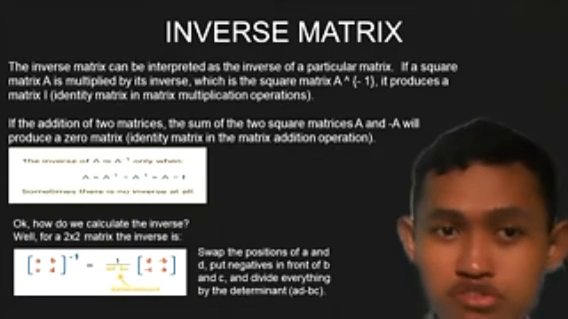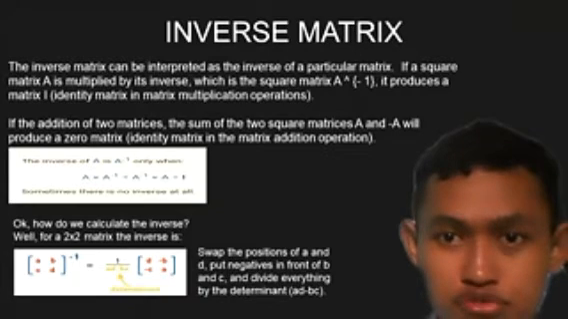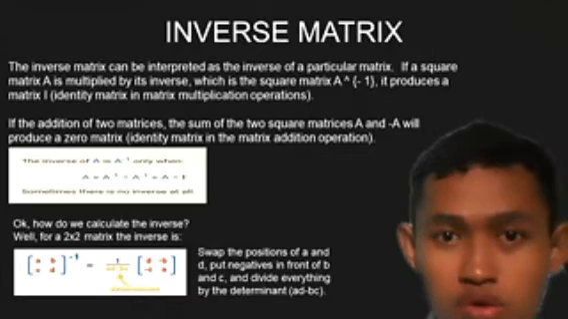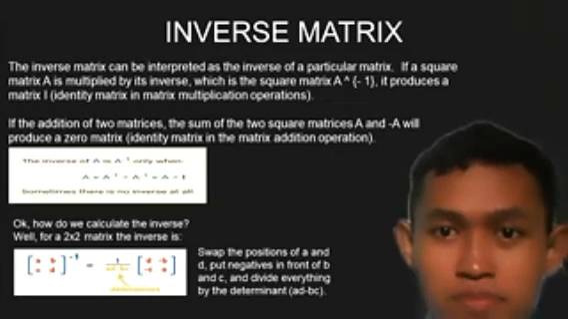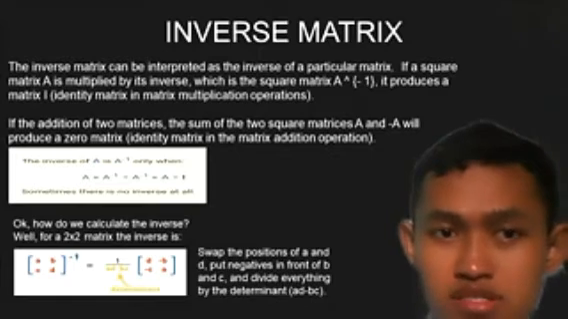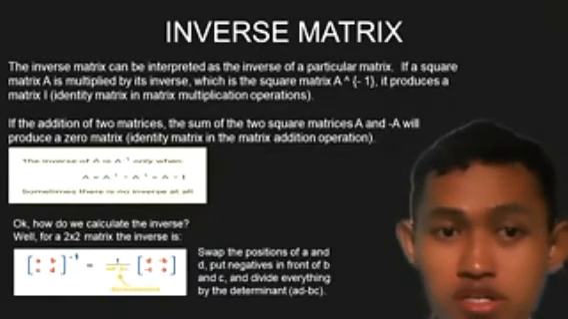Next is inverse matrix. The inverse matrix can be interpreted as the inverse of a particular matrix. If a square matrix A is multiplied by its inverse, which is the square matrix A to the power of minus 1, it produces the identity matrix I in matrix multiplication operations. In the addition of two matrices, the sum of the two square matrices A and minus A will produce a zero matrix. For example, it's like this.